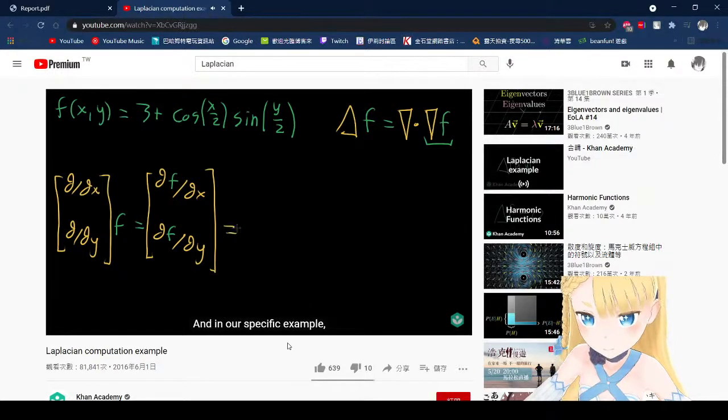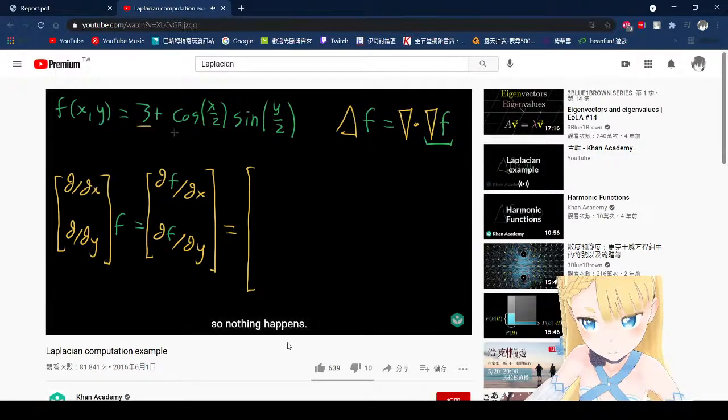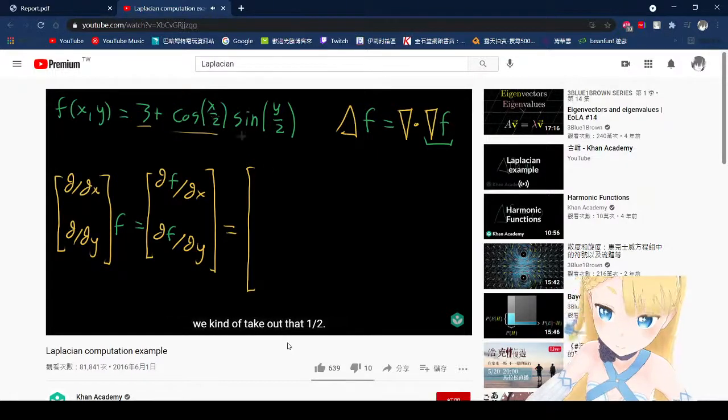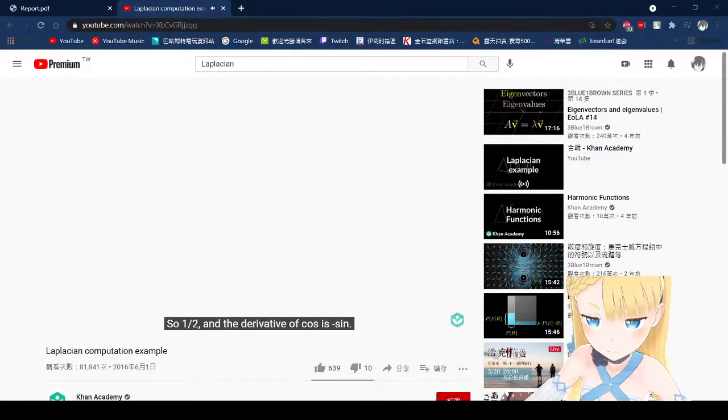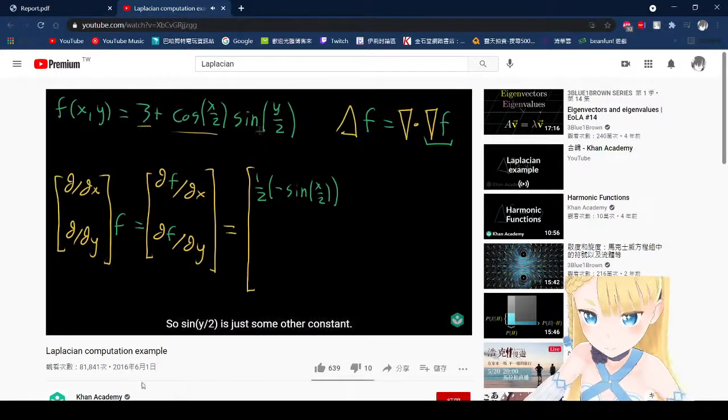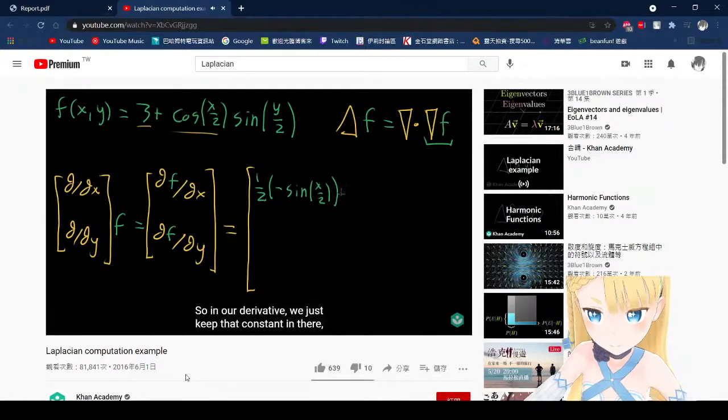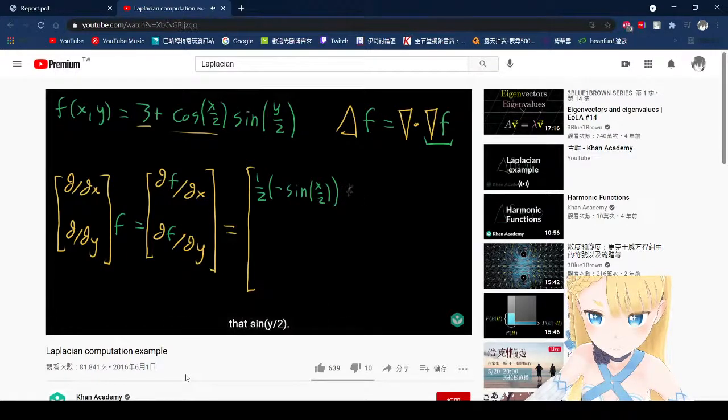And in our specific example, when we take the partial derivative of f with respect to x, 3 just looks like a constant, so nothing happens. Cosine of x over 2, the derivative of that with respect to x, we take out that 1/2. So 1/2, and the derivative of cosine is negative sine, so that's negative sine of x over 2. And sine of y over 2, well, y just looks like a constant, so sine of y over 2 is just some other constant. So in our derivative, we just keep that constant in there, that sine of y over 2.